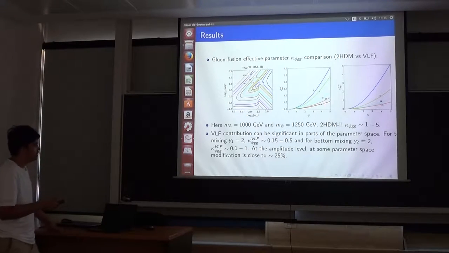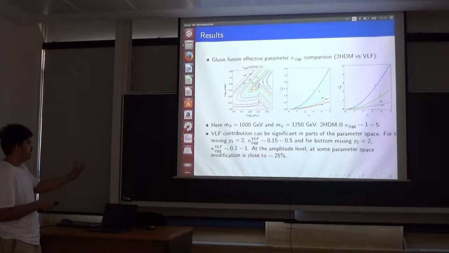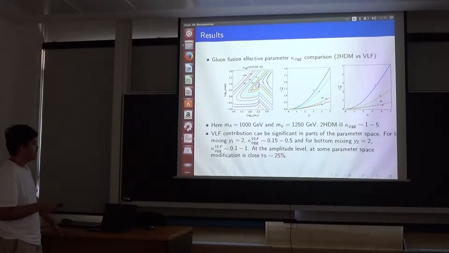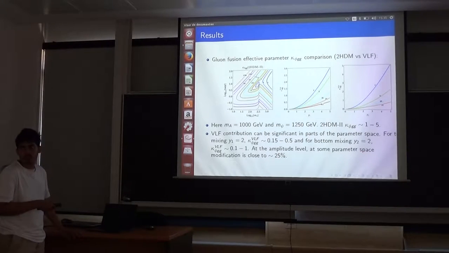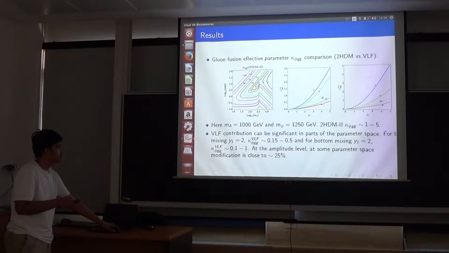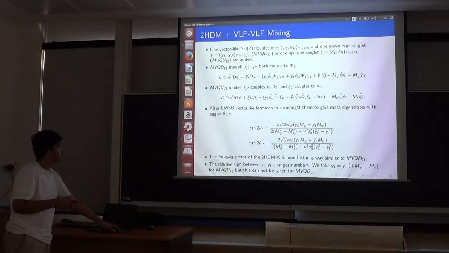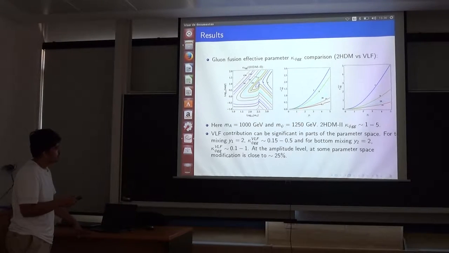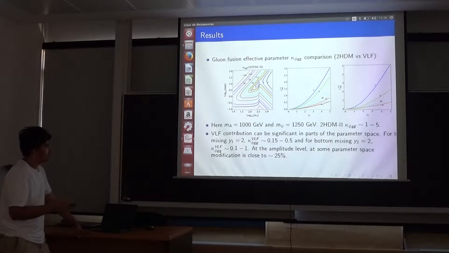And in a particular parameter space, at the amplitude level, the modification is 25%. These are added and squared, so at the production cross-section level that can have an effect of even up to 60%. So due to these vector-like fermions, even with this big mass, a smaller mass would give even more. So these are what we have looked at, with one value 0.5 and the other around 1. These values we have taken.